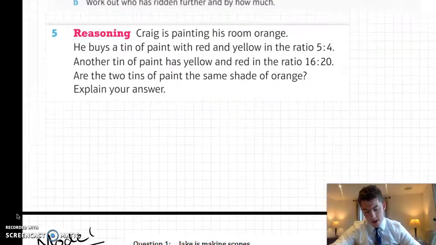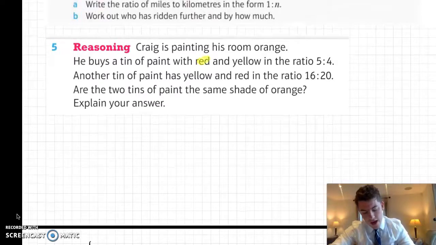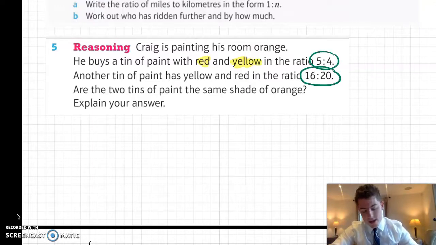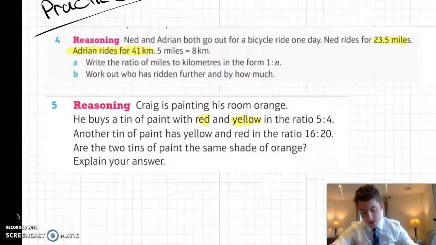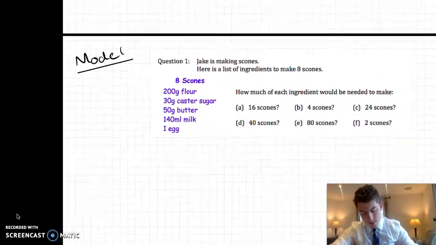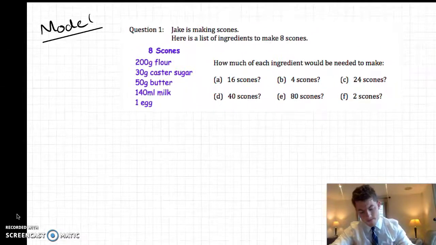Question 5, again, we've got a ratio. Red and yellow paint mixed together make orange. So what you're looking for here, actually, I won't give you too much away. Let's see if you can work it out. Okay. You can self-mark afterwards, and we'll have a look. Okay. Model 2.